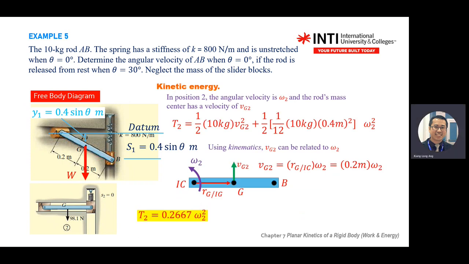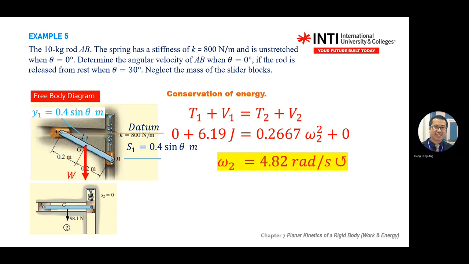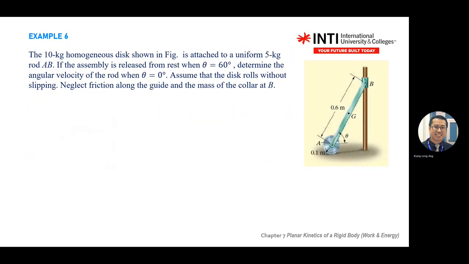So then you put in your equation in the conservation of energy. There will be something missing, in this case omega, then you solve for omega. The steps are always: you group the situation one by one and then you reassemble them. One more example, which is example six. I think this is the last one.